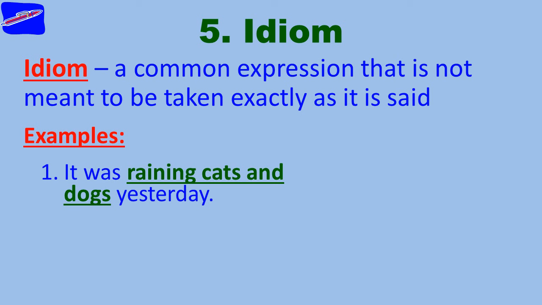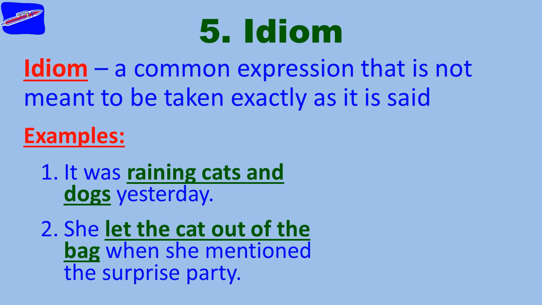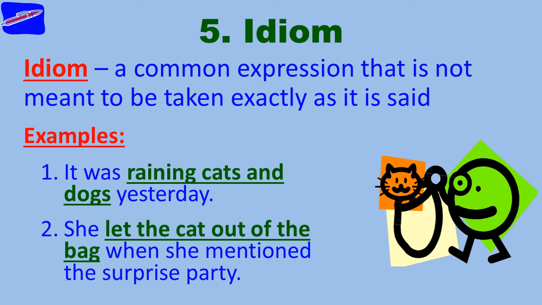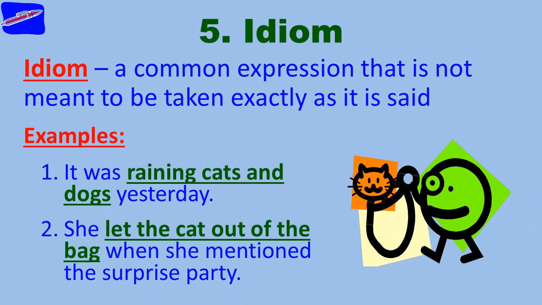Another example of an idiom might be, she let the cat out of the bag when she mentioned the surprise party. Again, it doesn't mean that she was literally holding a bag with a cat in it. I'm pretty sure that would be animal abuse. It means that she said out loud something that was supposed to be kept a secret.